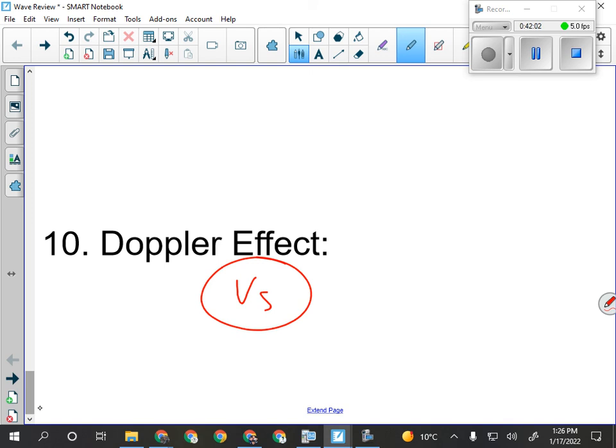Number 11 is vector addition with Newton's second law. So something's being pulled by two forces. We need to find the acceleration. Okay, so you got a vector addition to get net force and then find the acceleration.